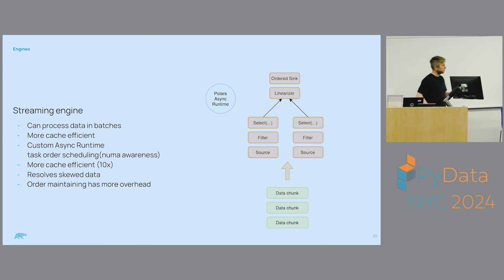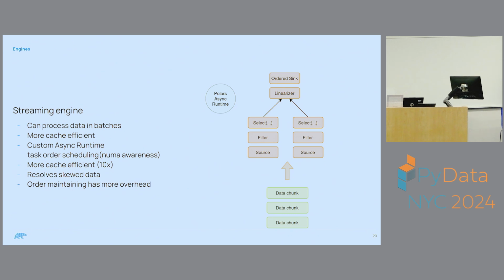What the streaming engine does, it processes data in chunks. So if you look at this, you can imagine a chunk flowing here and going into a pipeline, and then the source loads the data, it gets into a filter, into a select, into your linearizer, and then in a sink you write it away. And here we imagine 2 threads, and then the other data chunk can go here, and it will flow.